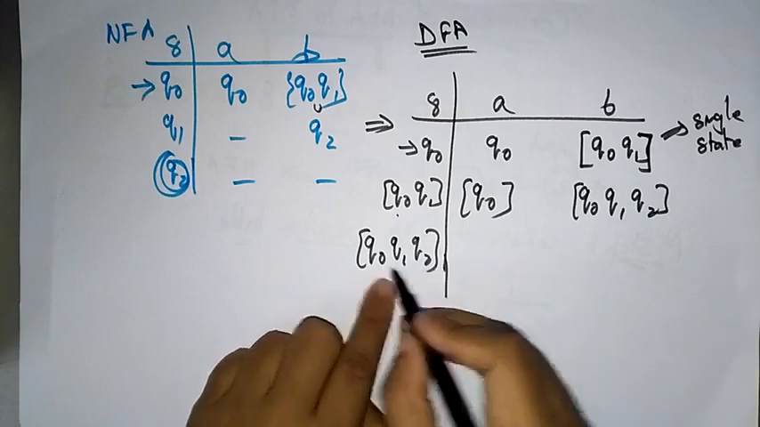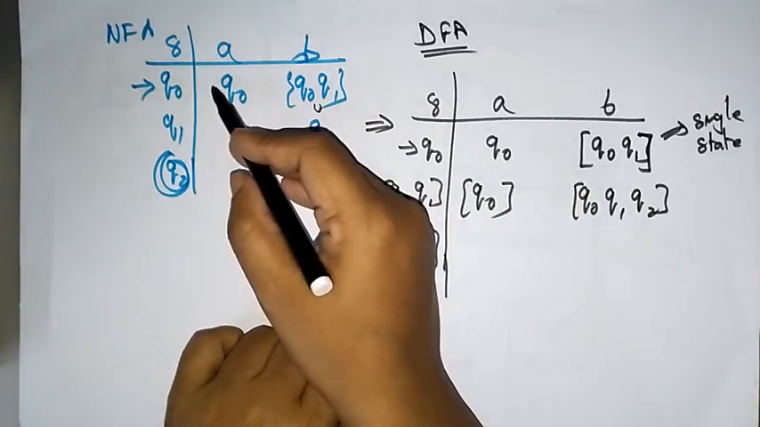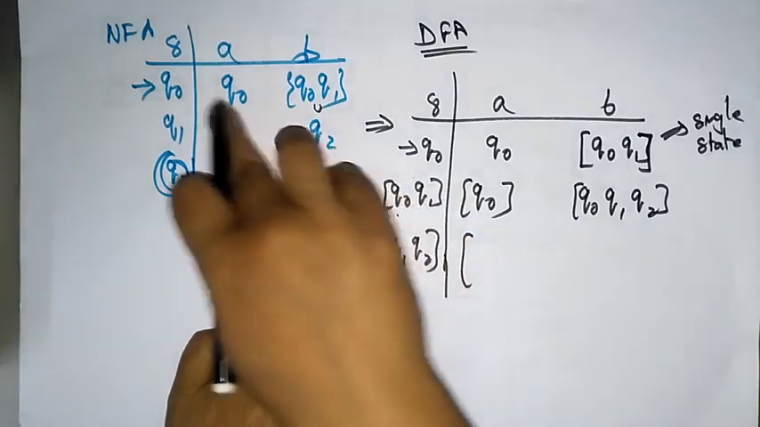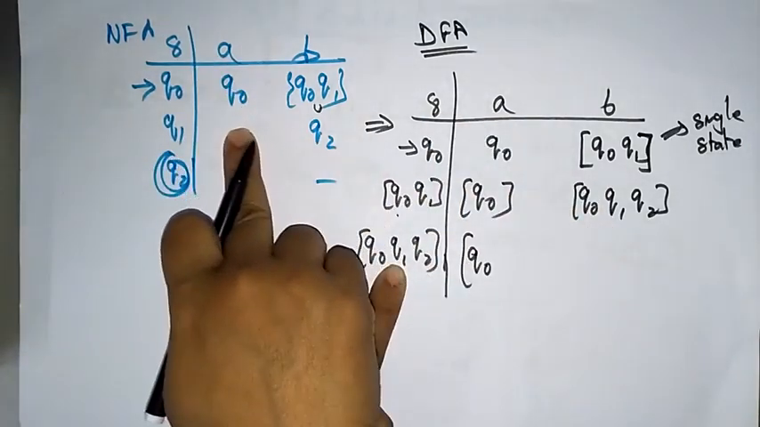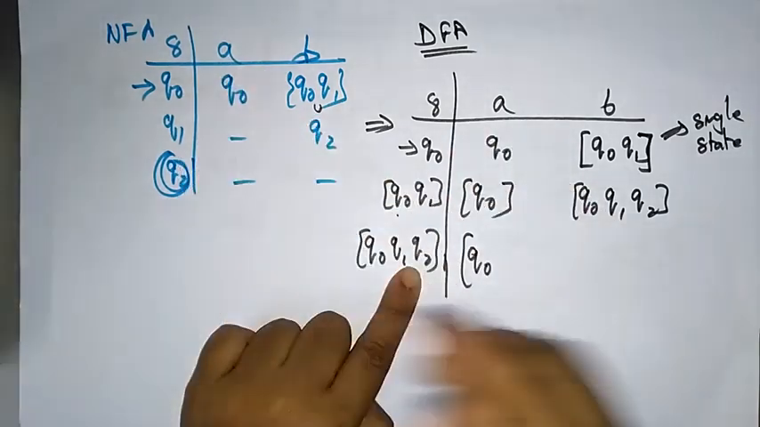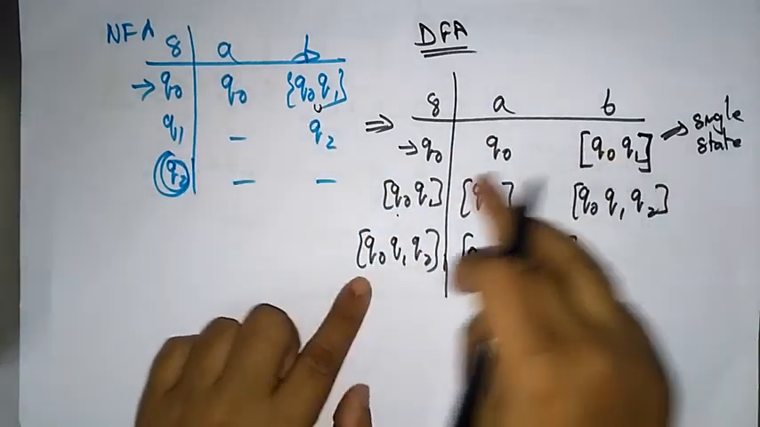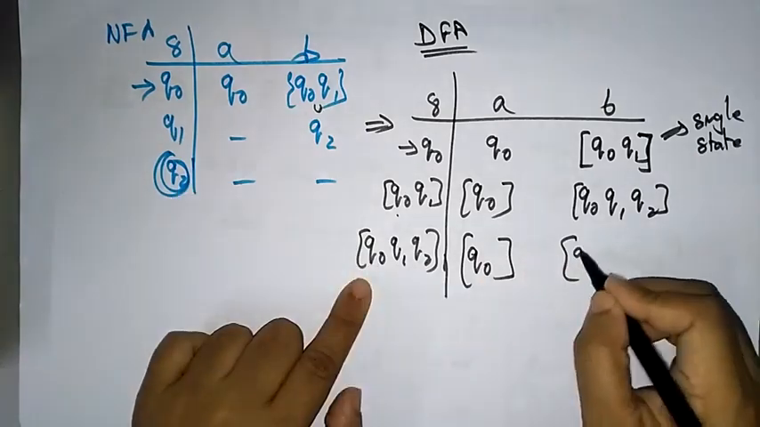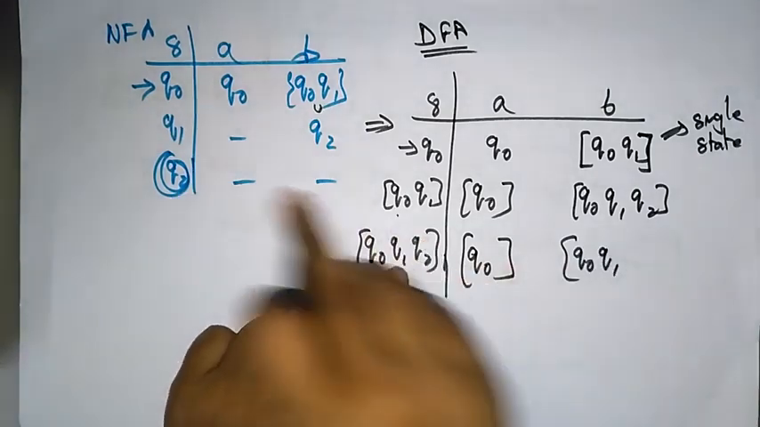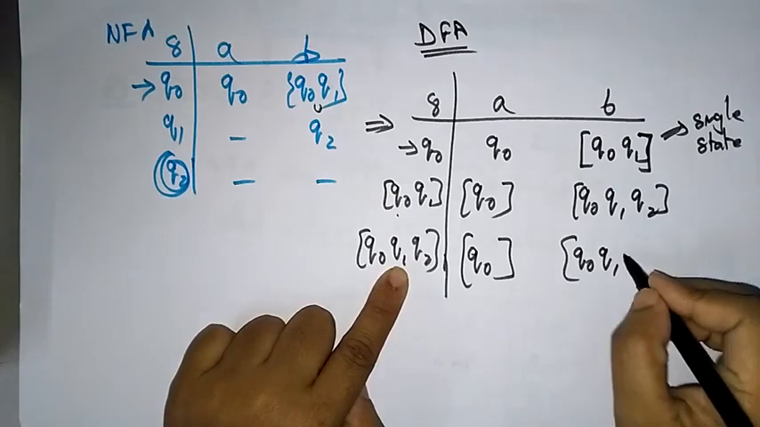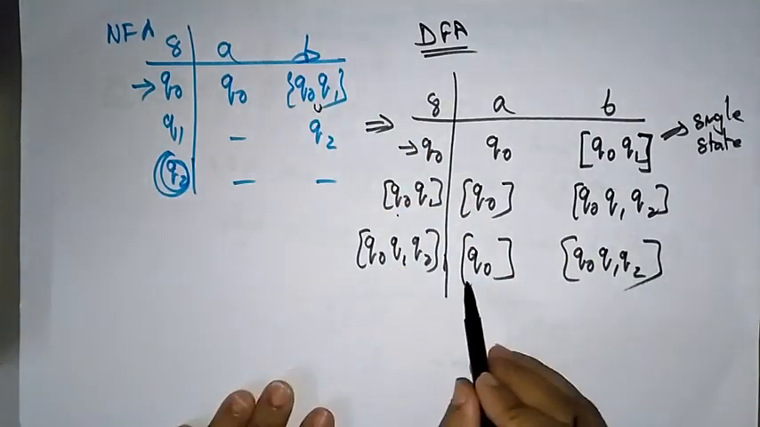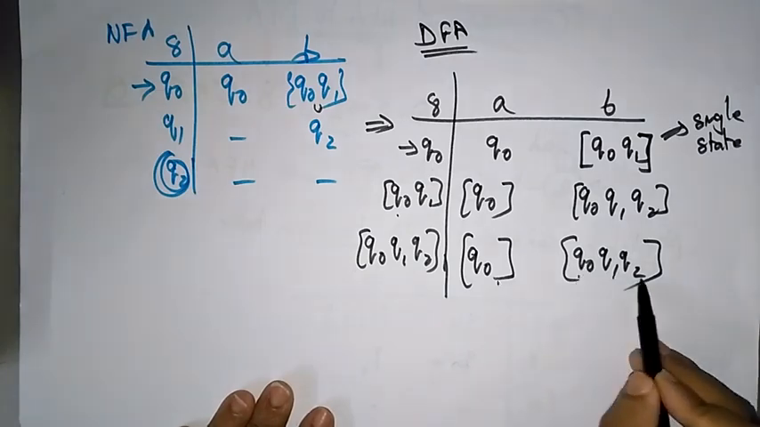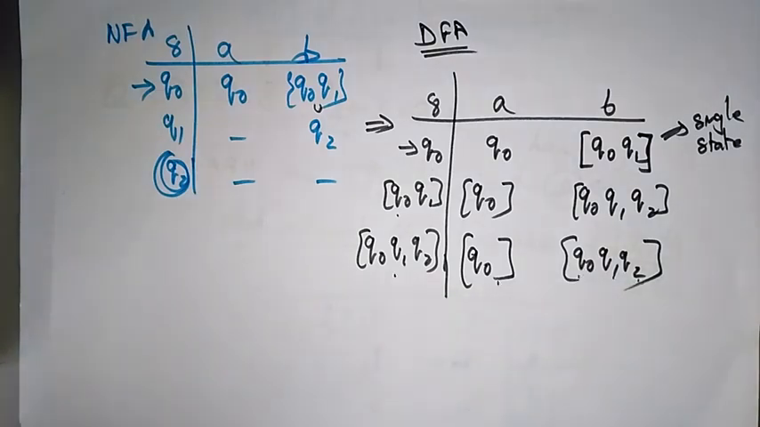Q0, Q1, Q2. First Q0 on A goes to Q0. Q1 on A, nothing is there. Q2 on A is also nothing. Now coming to B. Q0 on B is Q0, Q1. Q1 on B is Q2. And Q2 on B, nothing is there. So Q0, Q1 and Q0, Q1, Q2 are already implemented.